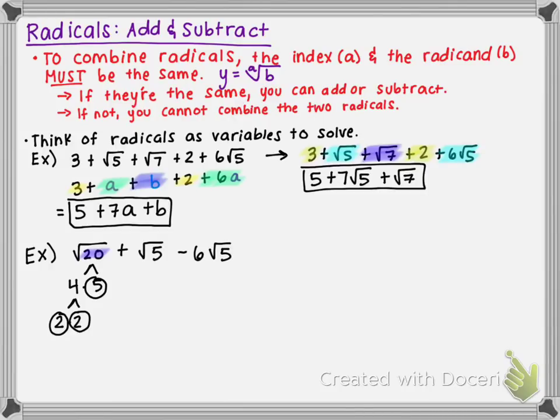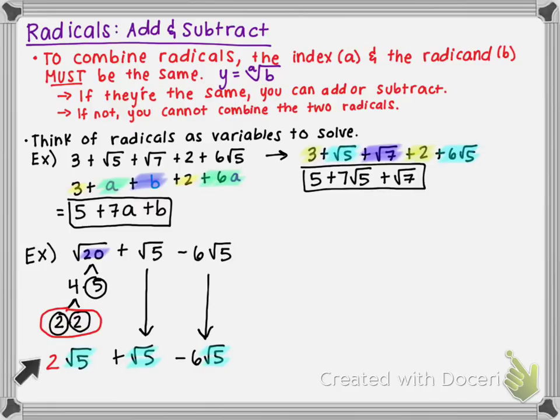So now I have a pair. Remember, the index up here is a 2 if there's nothing there. Since the index is 2, it tells me to group pairs, groups of 2, right? So I'm going to take one of those out, and what's left under my radical? Just a square root of 5. And then I'm just going to bring down plus square root of 5 minus 6 square root of 5. Now, notice how all three of the radicands are the same. So we can combine. Well, 2 plus 1 minus 6 is negative 3. And then square root of 5. And that's our final answer.